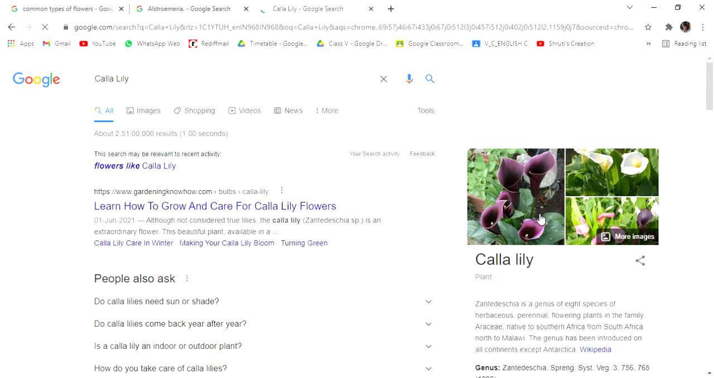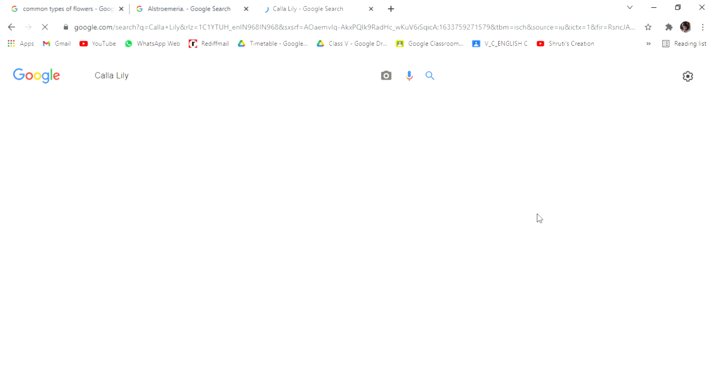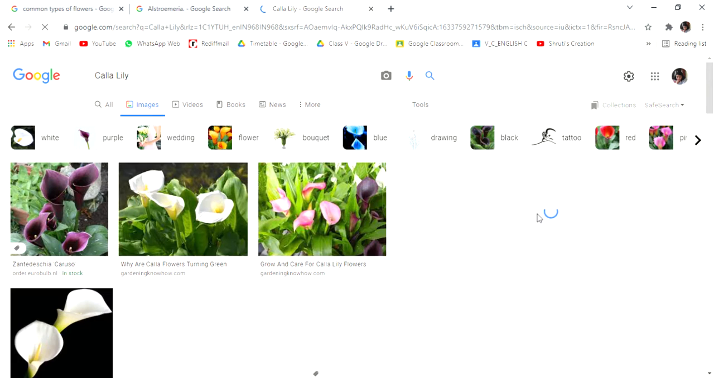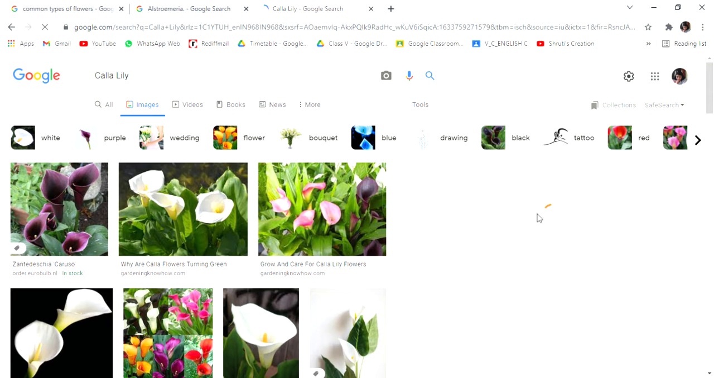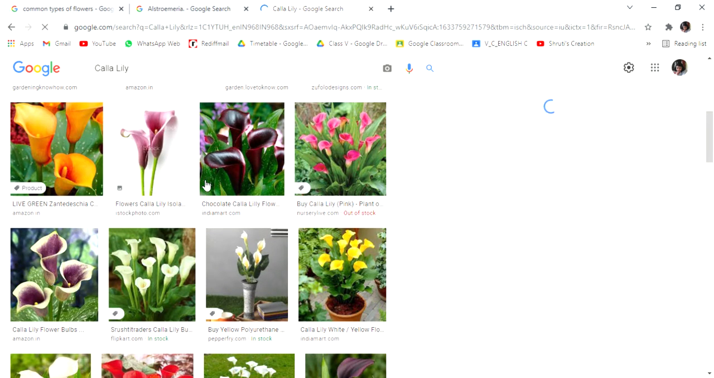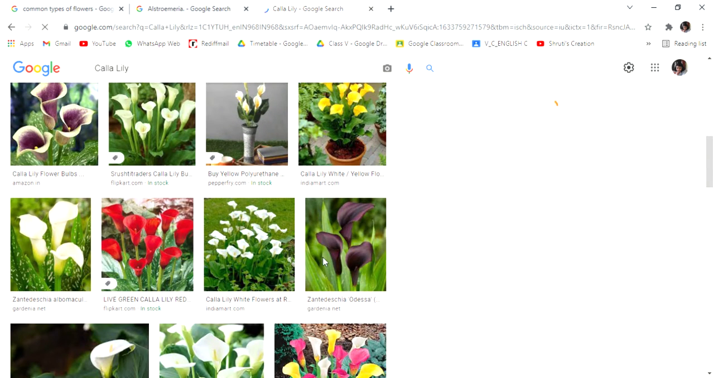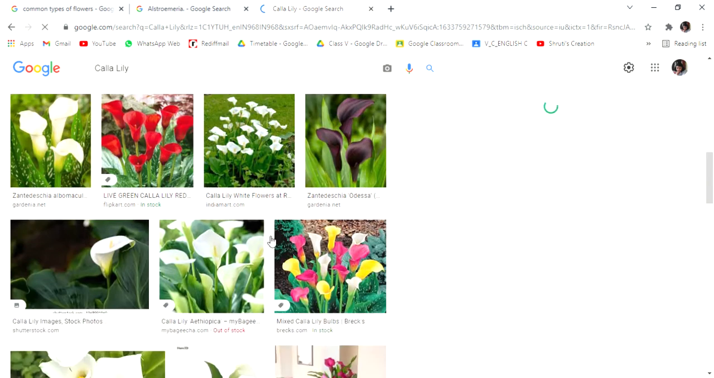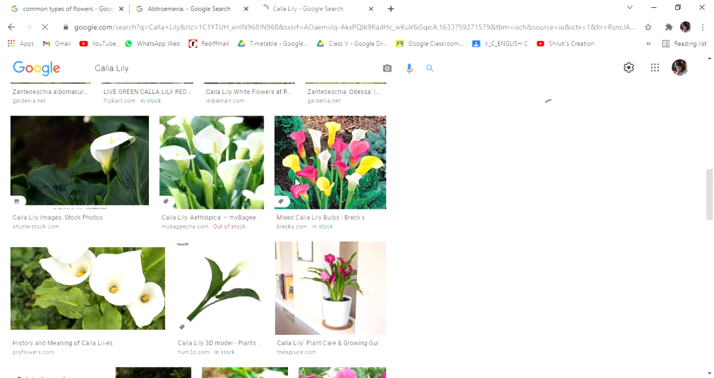Now as you know, again I told you that this Calla lily has many colors, right? It has white, purple, blue, black, red, and pink. It has many colors actually. You can see here in the pictures the yellow, orange, purple, and red colors. Here you see many mixed Calla lilies.